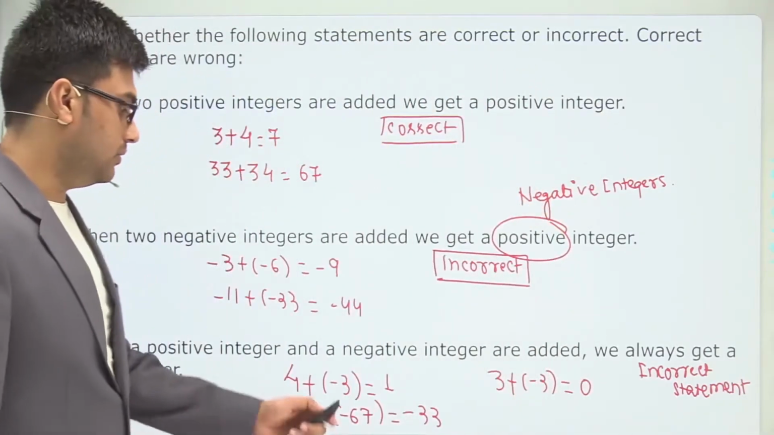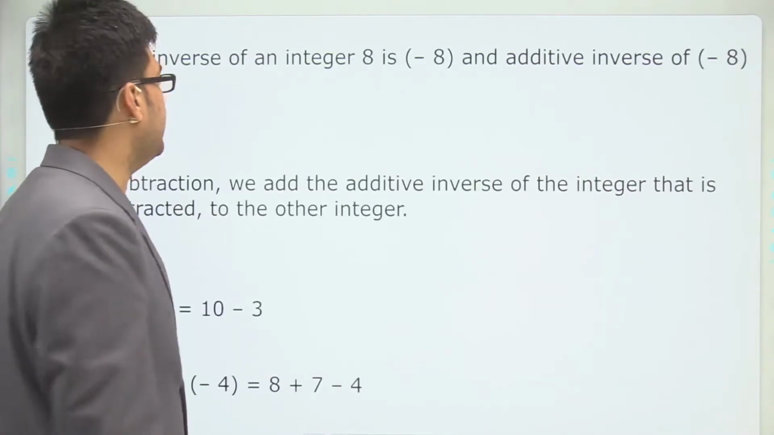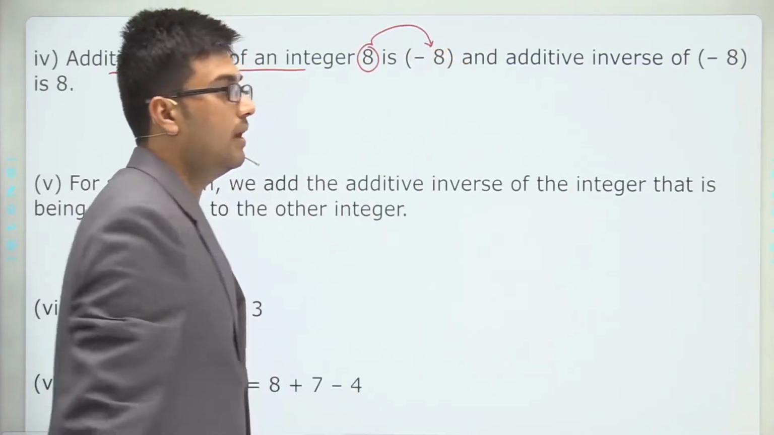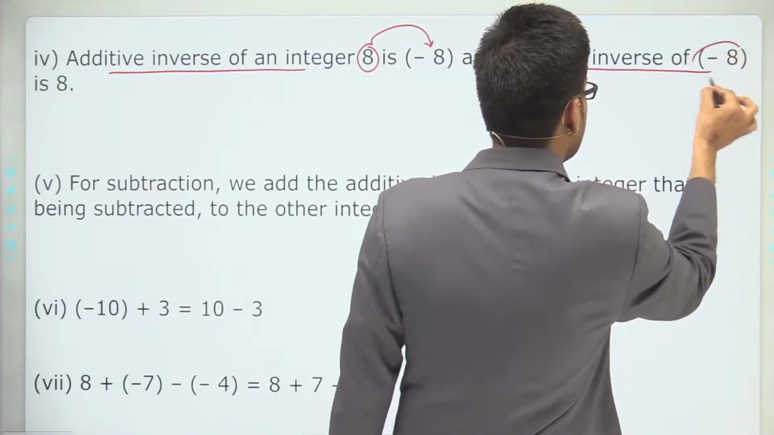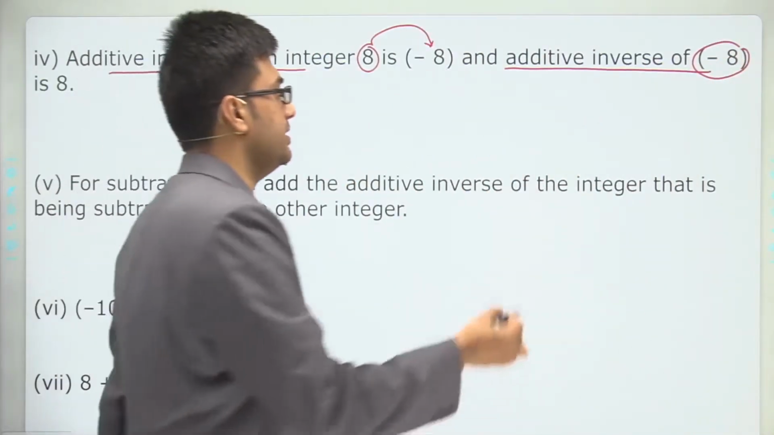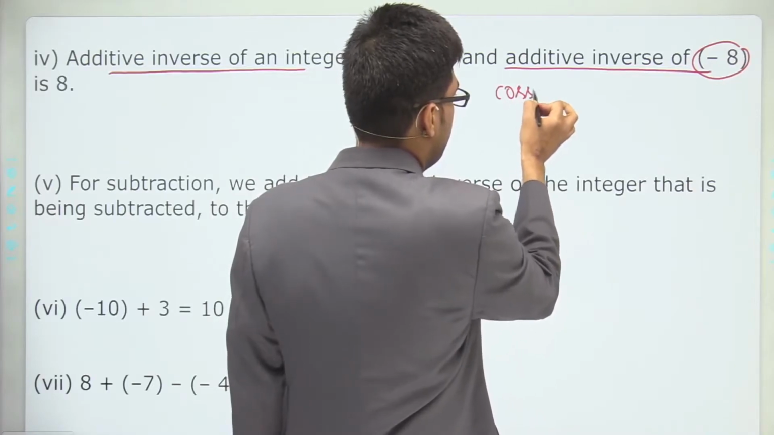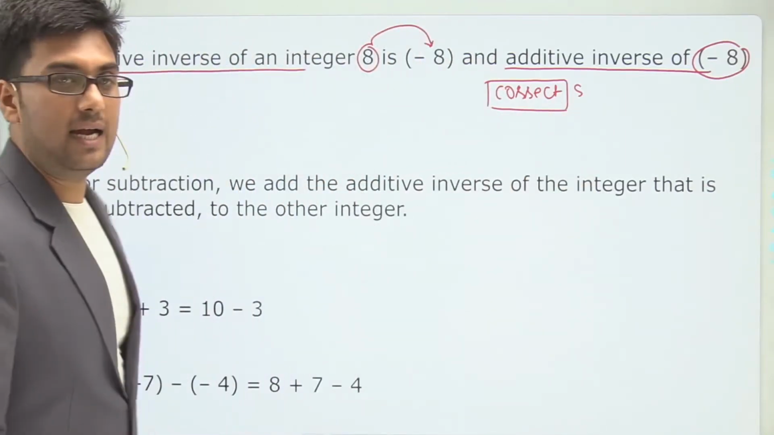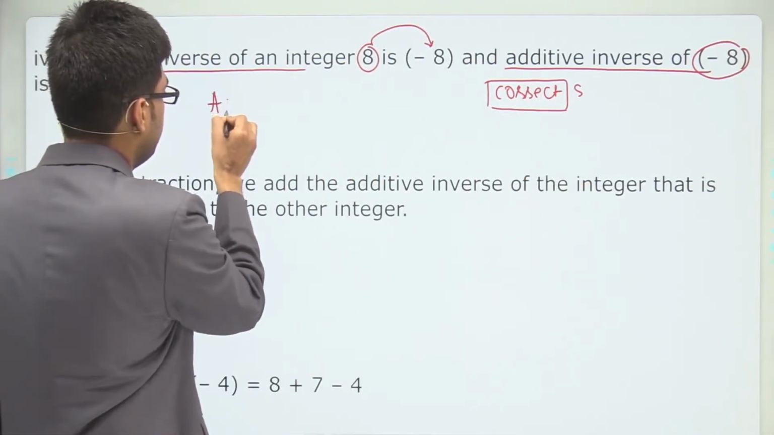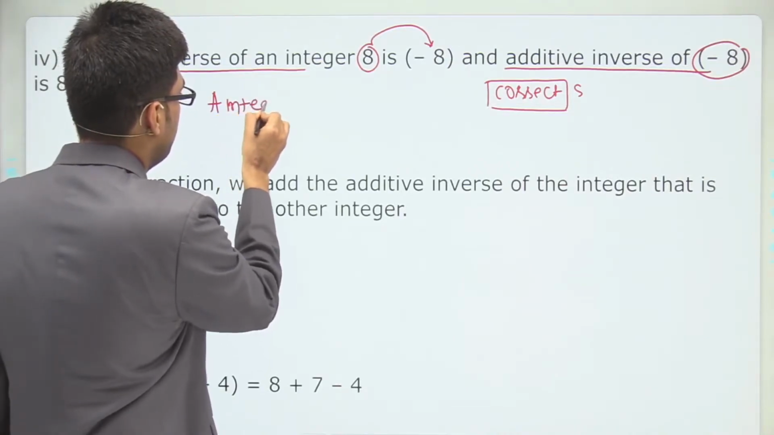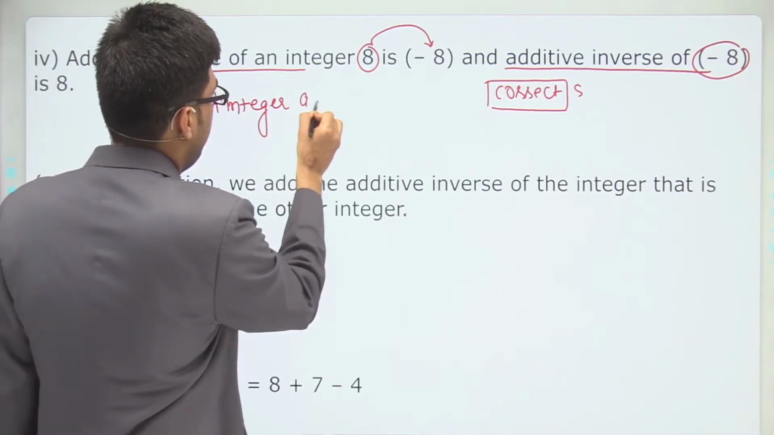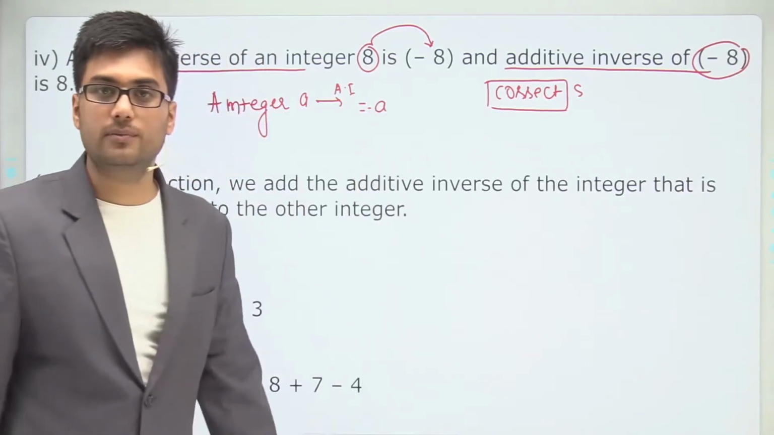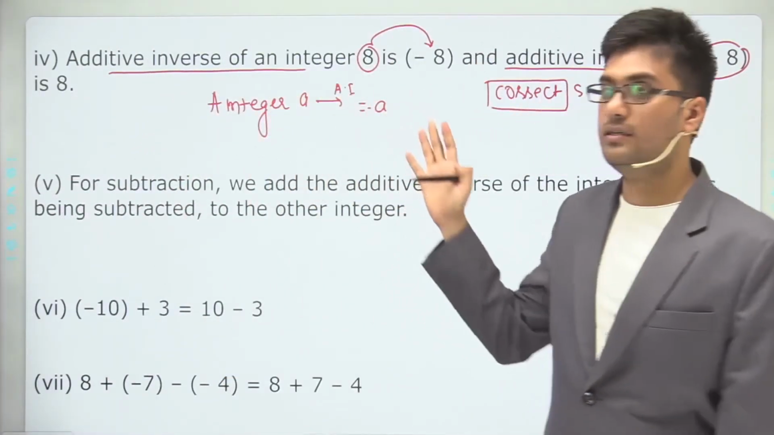Clear? Now let's move to the next. The additive inverse of integer 8 is minus 8, and the additive inverse of minus 8 is 8. So it is a correct statement, students, because we studied that for an integer a, the additive inverse is equal to minus a. Clear? So students, I hope you understand this.